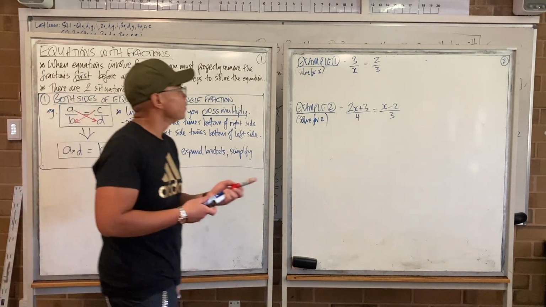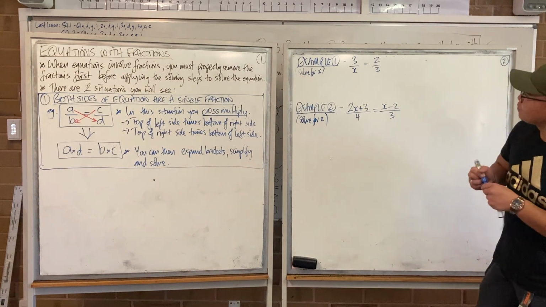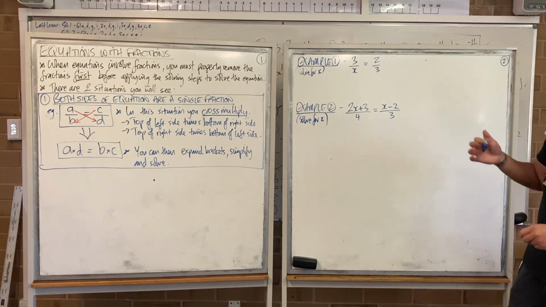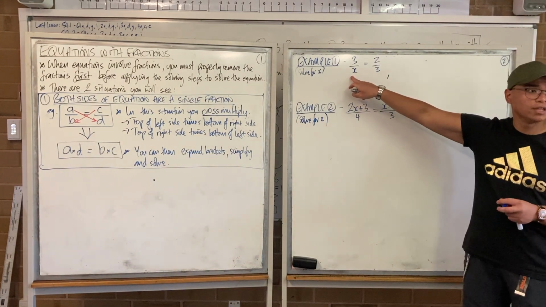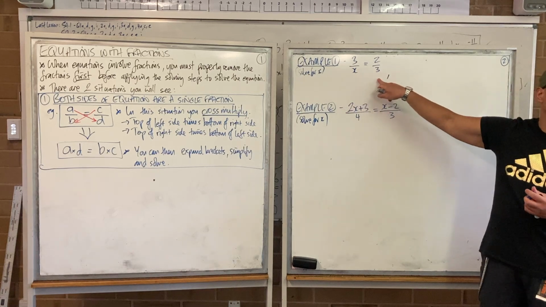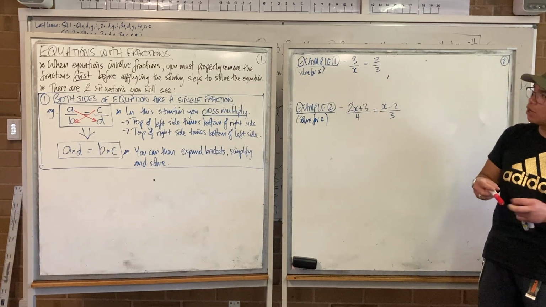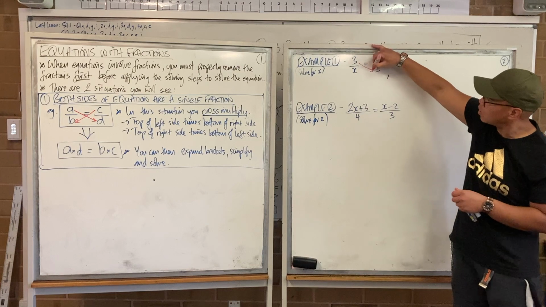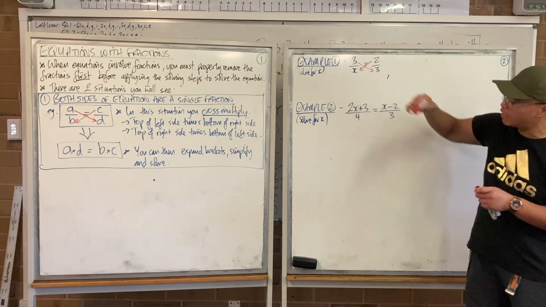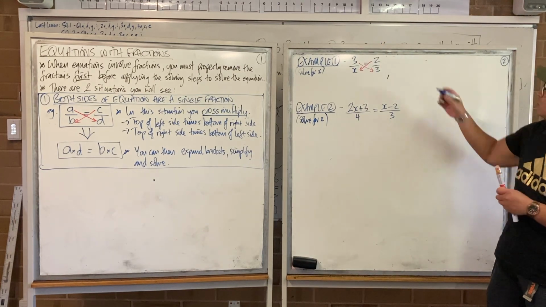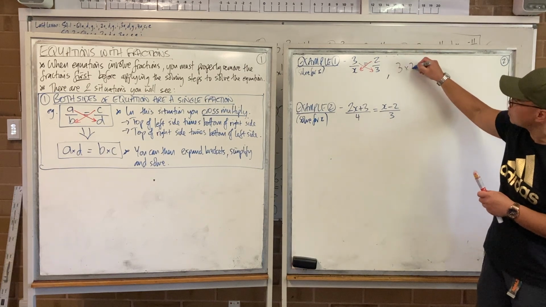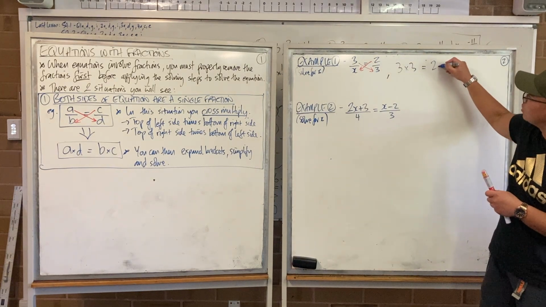So can we demonstrate that, please? And then I'll give you time to write. Is this one fraction on the left? Is this one fraction on the right? Okay, I'm going to cross multiply. So top of left, bottom of right, top of right, bottom of left. What's 3 times by... Actually, I'll just show the working. 3 times by 3 equals 2 times by x.